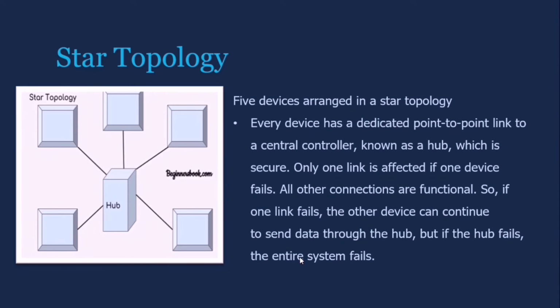Next is 5 devices arranged in star topology. Every device has a dedicated point-to-point link to a central controller, known as a hub, which is secure. Only one link is affected if one device fails. All other connections are functional. So, if one link fails, the other devices can continue to send data to the hub. But if the hub fails, the entire system goes down.